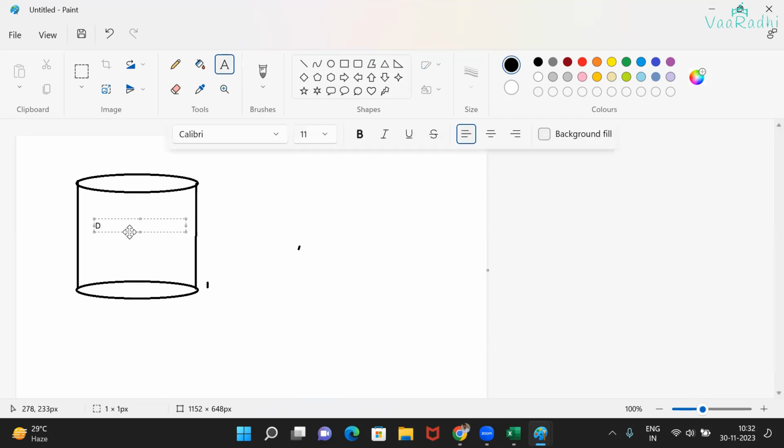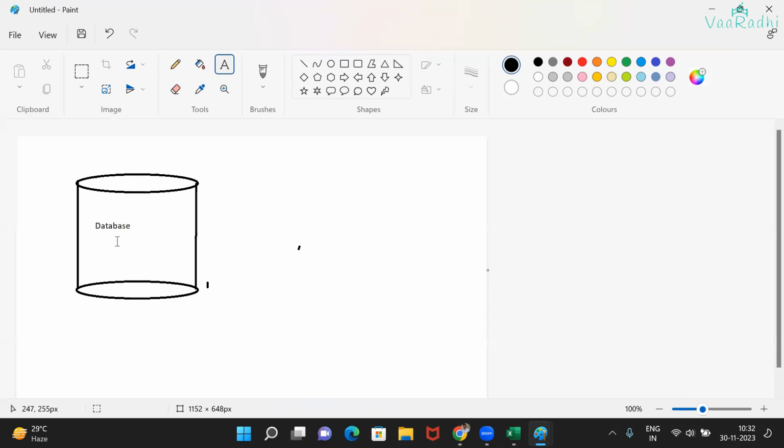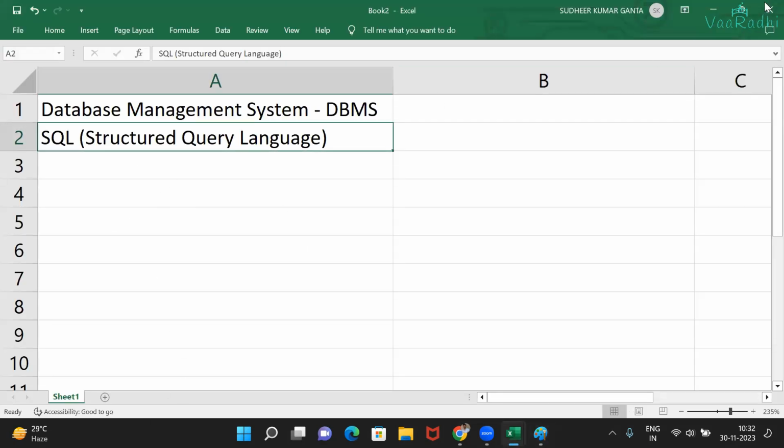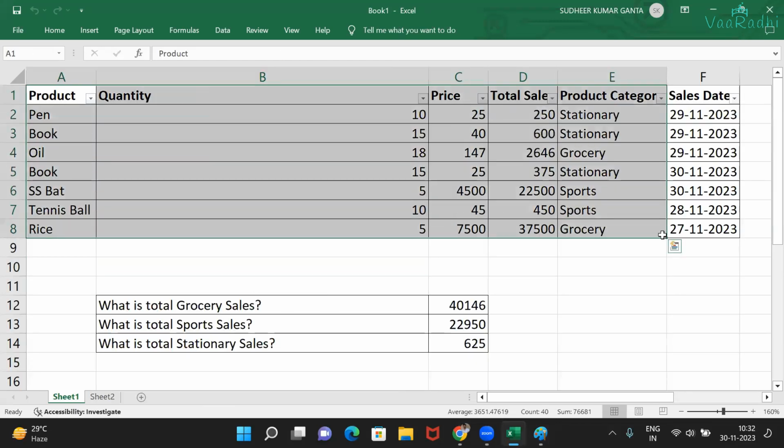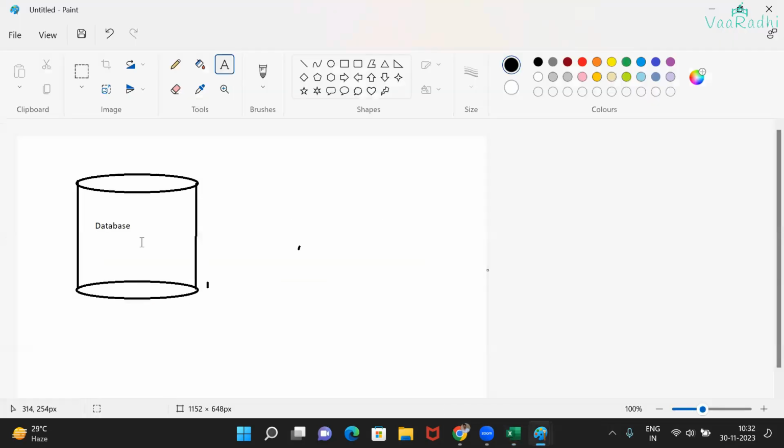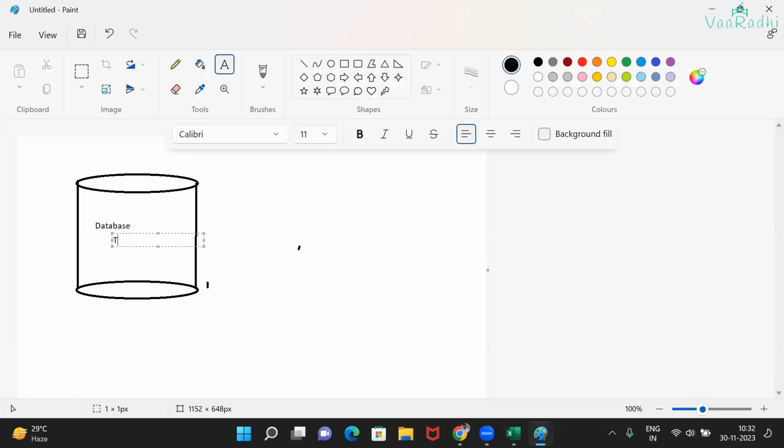Inside this database, I can maintain multiple tables. Everything we'll learn later. But by looking at this Excel example, this is a table, right? Table data. So this way we can have tables, and inside tables, what will we have? Data in the form of rows and columns. We'll have data in this form, rows and columns.